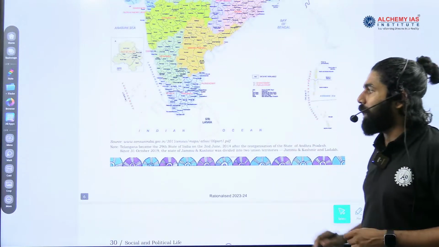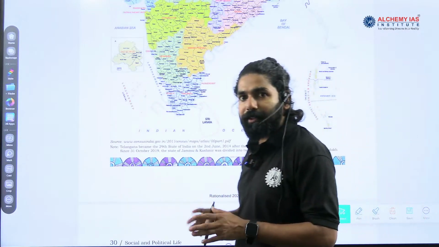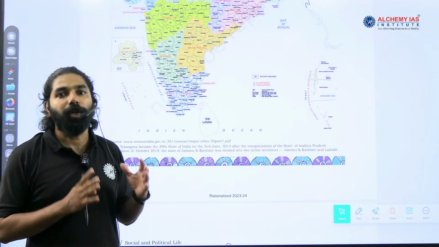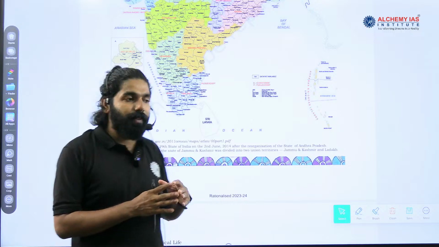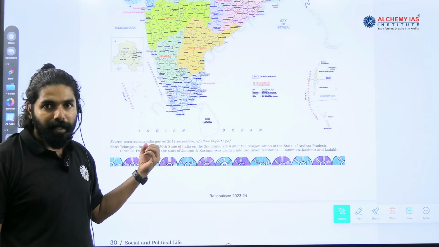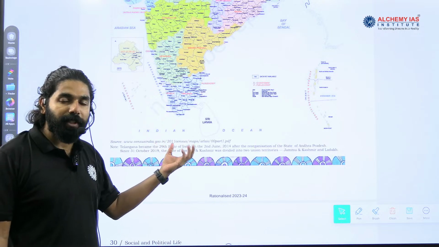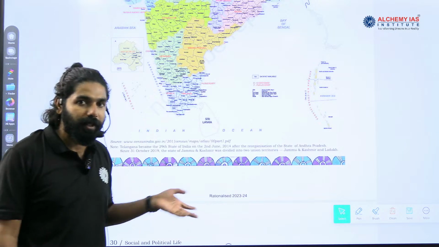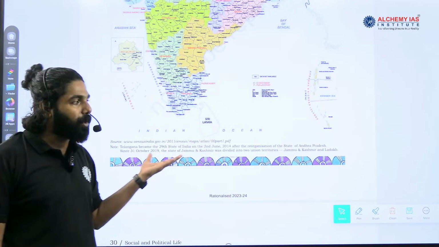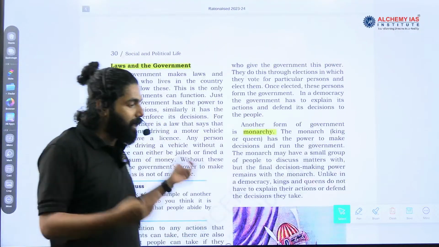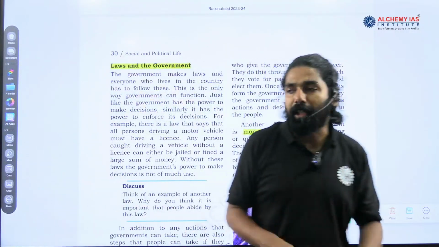Now currently, how many states do we have? 28 states and 8 union territories that we have. Because we know that the Telangana state was bifurcated from Andhra Pradesh. Earlier we had a state Jammu and Kashmir, but Jammu and Kashmir was again bifurcated into two union territories, Ladakh and Jammu and Kashmir. These changes were made. The power to make such changes was with the Parliament, which you will study later when you start the Indian polity in detail.